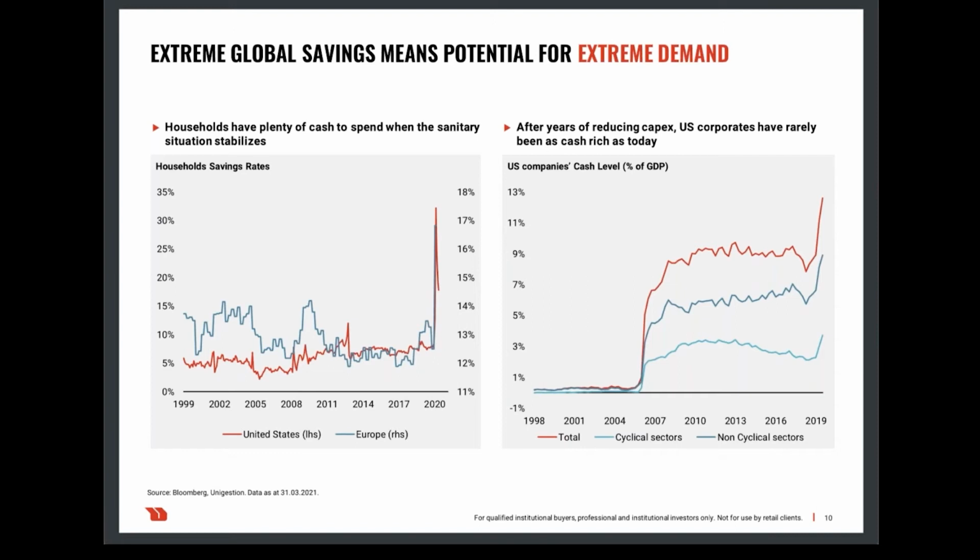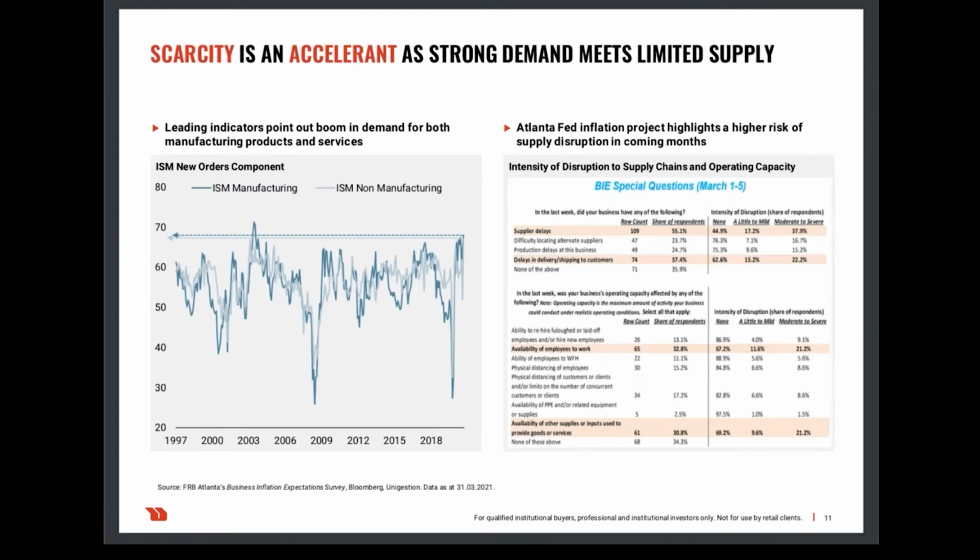As a reflection of this, if we look at the next slide here, we can already see that the ISM new orders have picked up quite dramatically. The chart on the left shows you the data for both the manufacturing and services sector, and you'll see that both of those are at record high levels, already putting pressure on inventories. That's on the demand side.